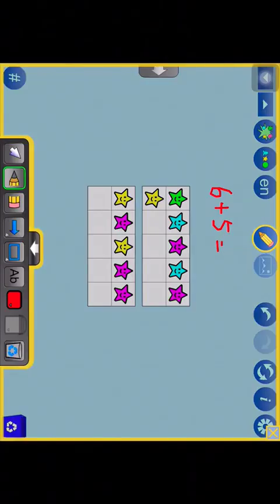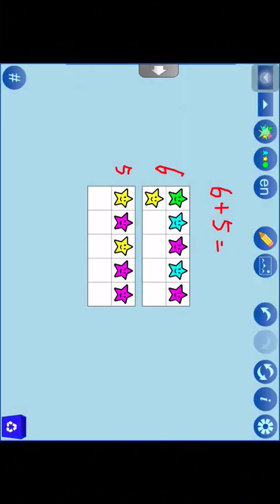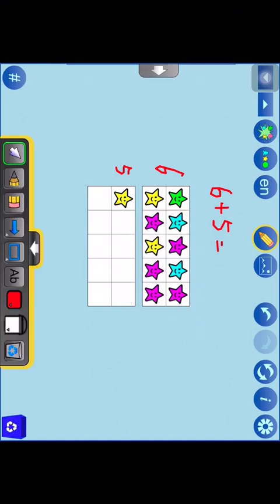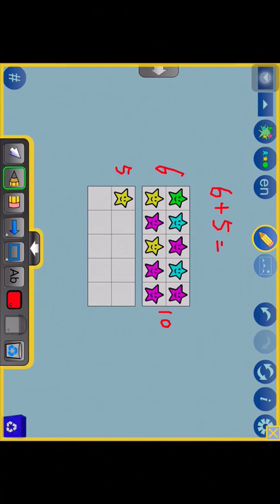So we have 6 stars and 5 stars. We may regroup it to add it. To form 10, we may move 4 stars from below to the top column. So now we have 10 and 1, which is 11.